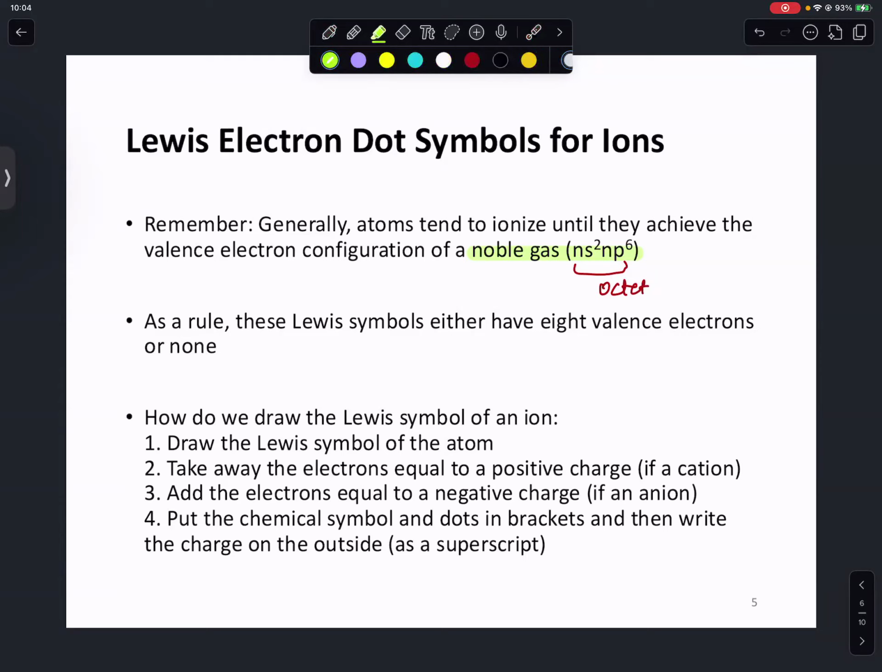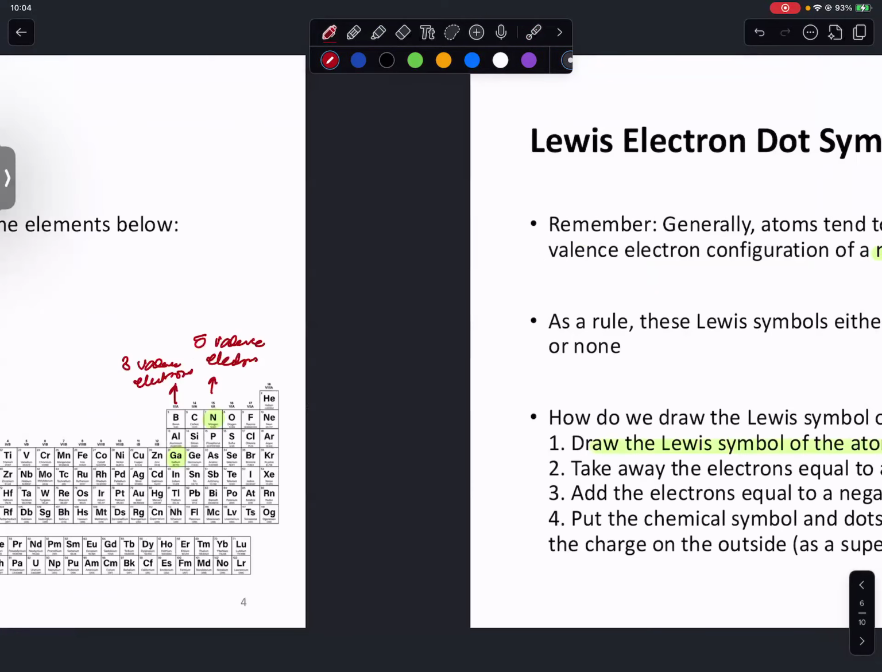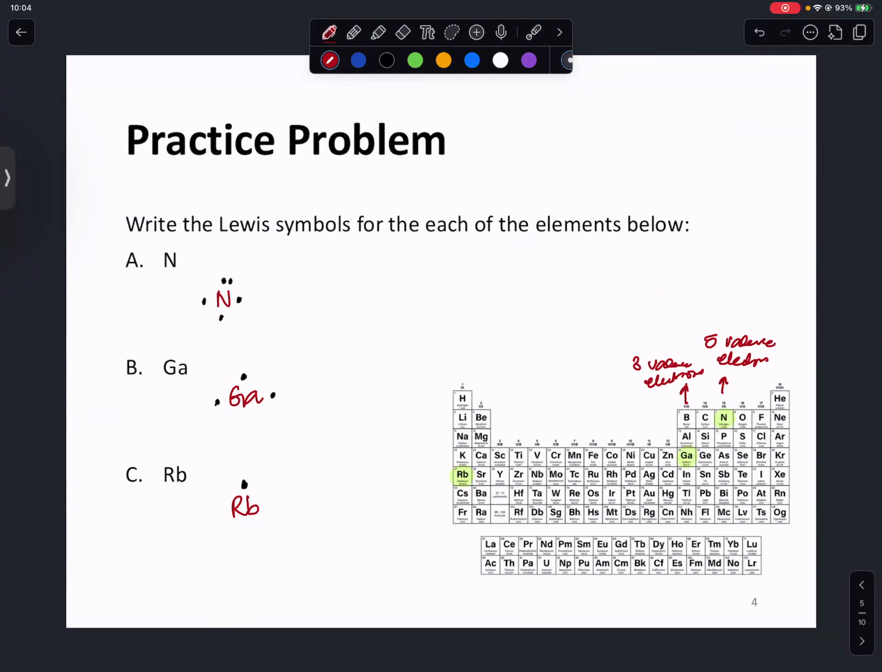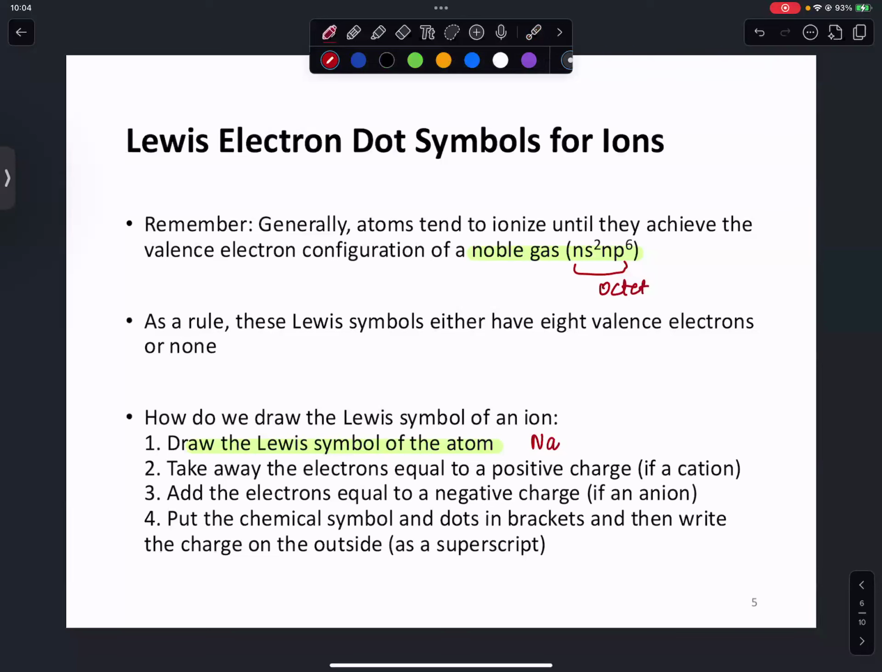Now let's go through the steps very carefully and see how to draw the Lewis symbol of an ion. So we will start by drawing the Lewis symbol of an atom. Say, for example, we have something like sodium. Sodium is a metal. Sodium is in group 1, so it has only 1 electron.